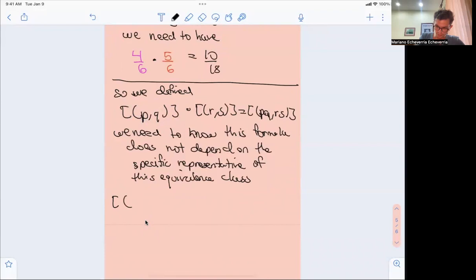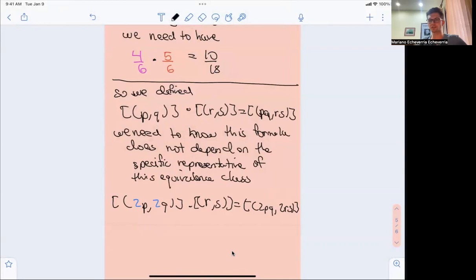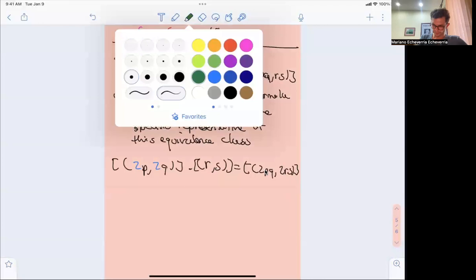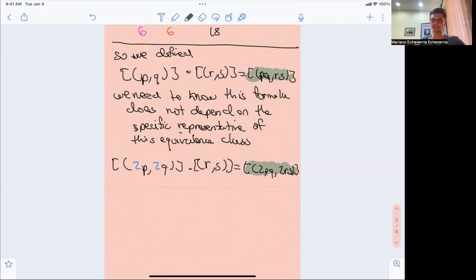What I'm trying to say is, for example, if you replace this one by multiplying each entry by two, if you look at the formula, it does give you something that looks different, right? Because now there's an extra two on each factor. But we have to check, so in this case we would need to know that these two equivalence classes are the same. Because if these two equivalence classes were not the same, then this formula for the multiplication would not be well defined, right? So in this case, we would need to know.